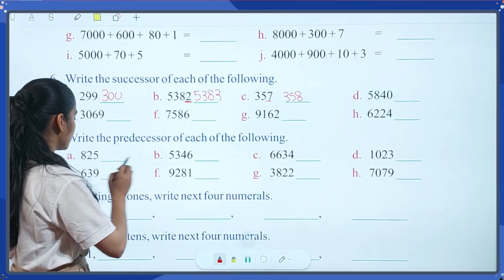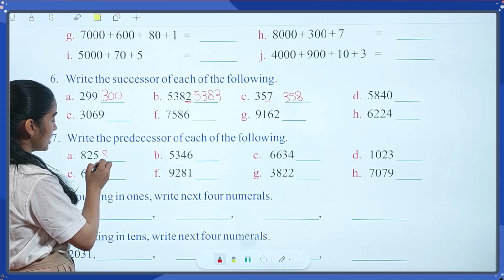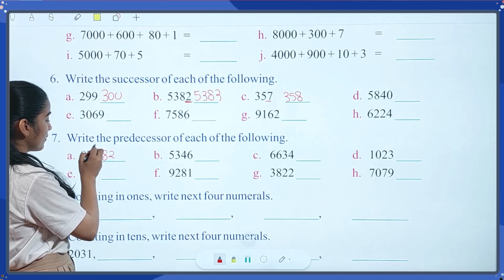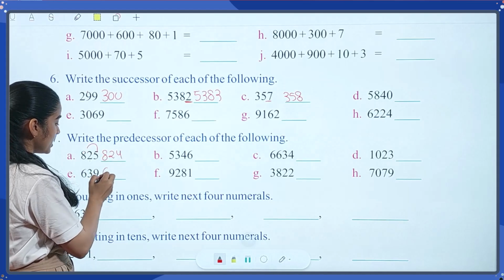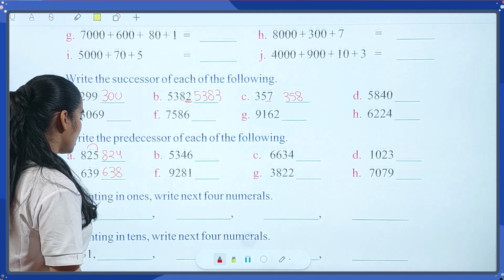Now we have predecessor. The number before that particular number. So 825, 8, 2. What comes before 5? 4. 6, 3. What comes before 9? 8. So this is your answers.